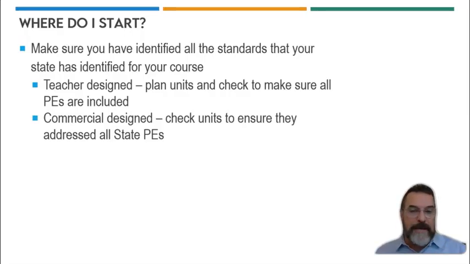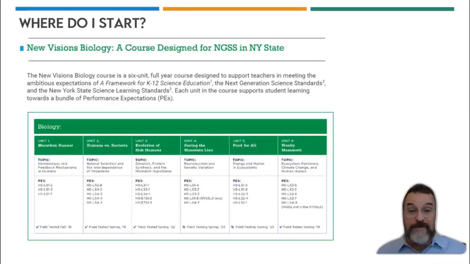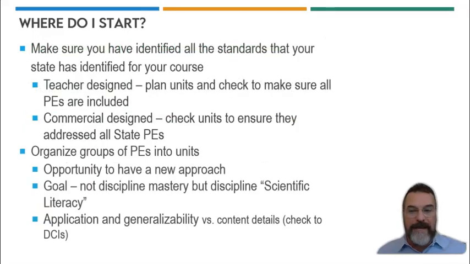So for example, in New York State, we're not an NGSS state, we are New York State Science Learning Standards. That means that any curriculum that is written for NGSS needs to be modified by the teacher in the classroom. So for example, this is the biology curriculum, New Visions, which is a New York City curriculum for these standards, and it actually got the PEs. There's actually some that are missing in the biology curriculum, even though I really like what this curriculum has to say. So organize your PEs into units.